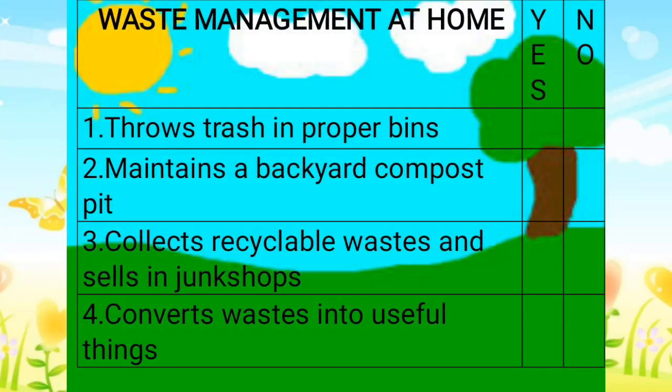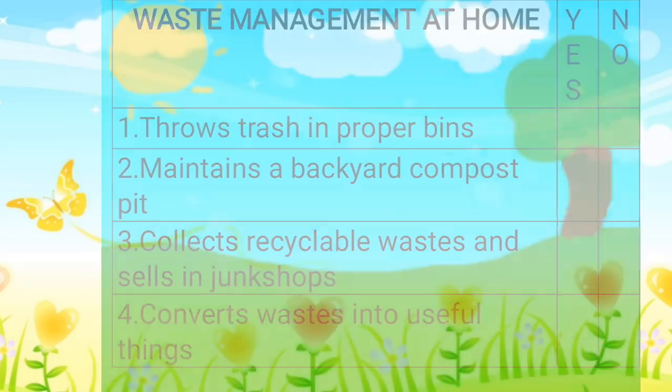Here is the checklist for the waste management at home. Number 1, throws trash in proper bins. Number 2, maintains a backyard compost pit. Number 3, collect recyclable waste and sells in junk shop. Number 4, converts waste into useful things.